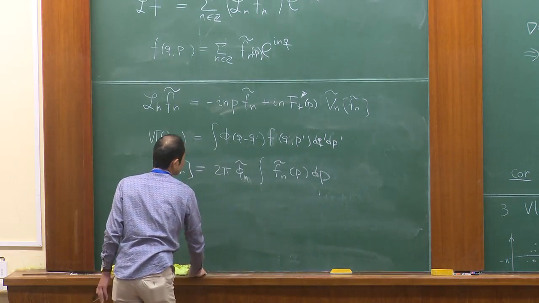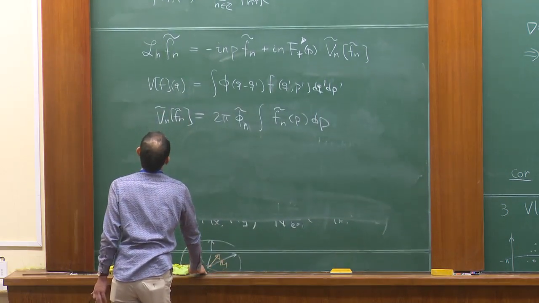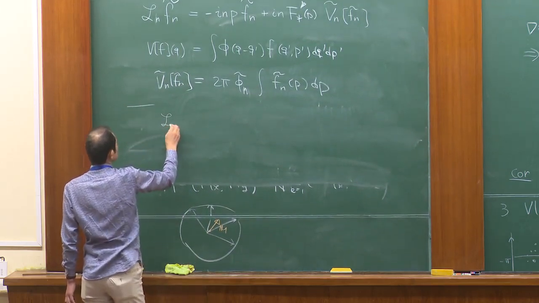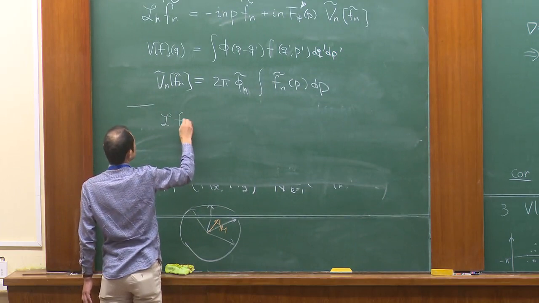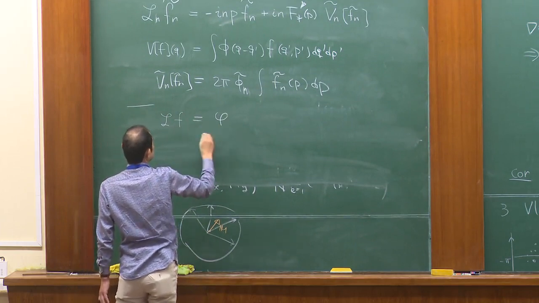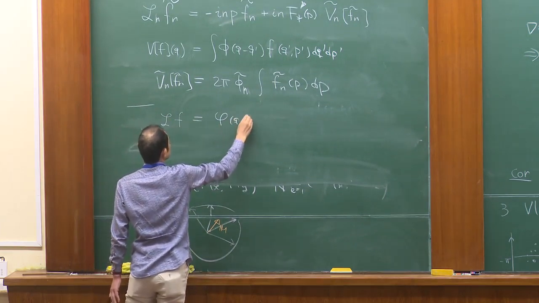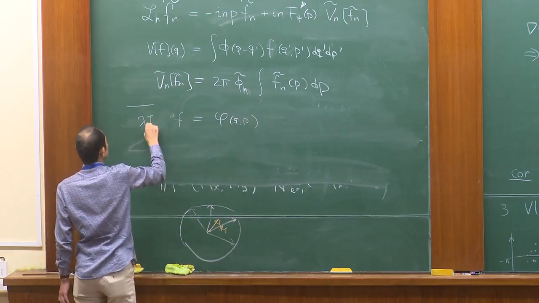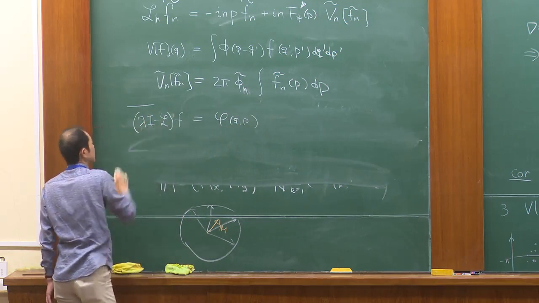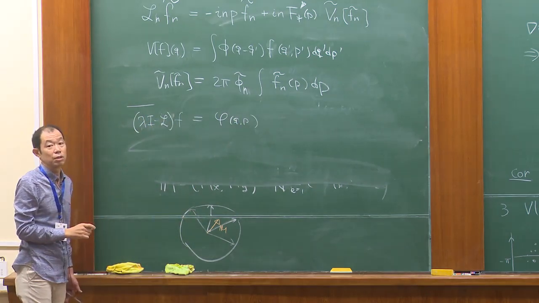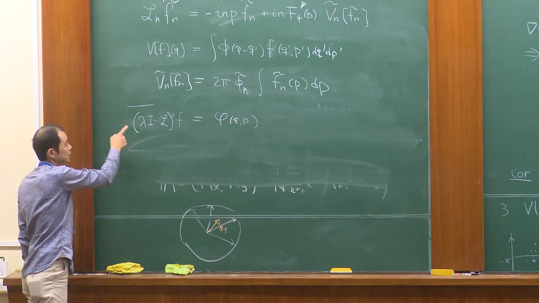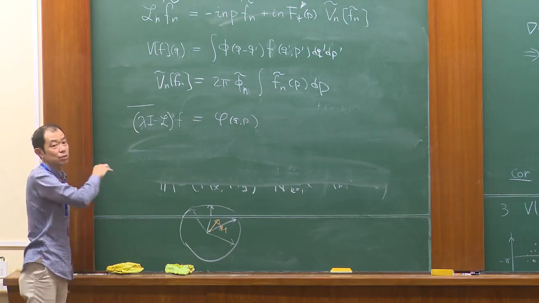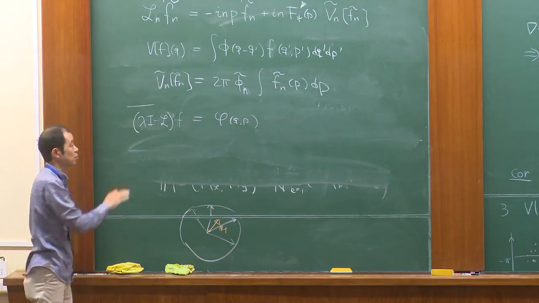So for considering the spectrum, the problem is like this. We have to consider if this equation, lambda I minus L, can be solved or not. So if this equation can be solved, then lambda is not in spectrum. So we consider this equation.